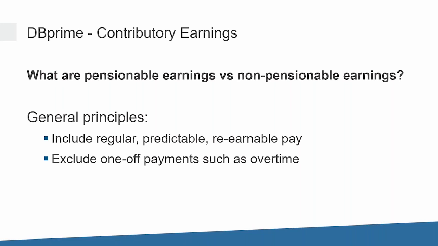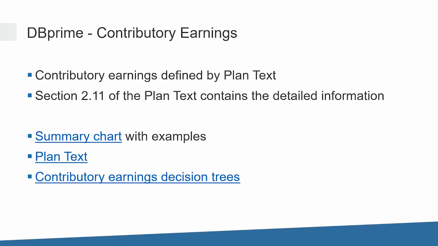A few examples of pensionable earnings for full-time members include lump sum, re-earnable merit pay, pay equity settlements, shift premiums, and the coordinator allowance. Contributory or pensionable earnings are defined in section 2.11 of the plan text, which contains detailed information.